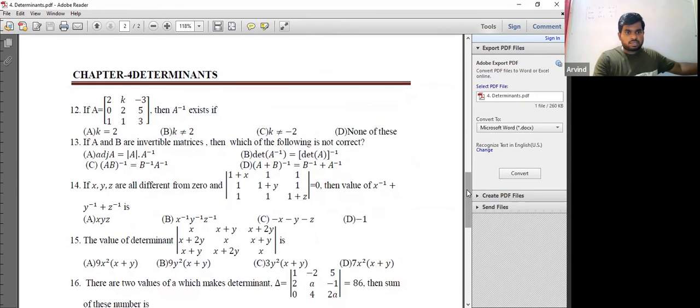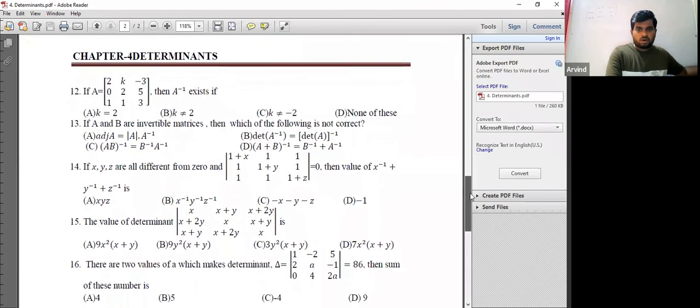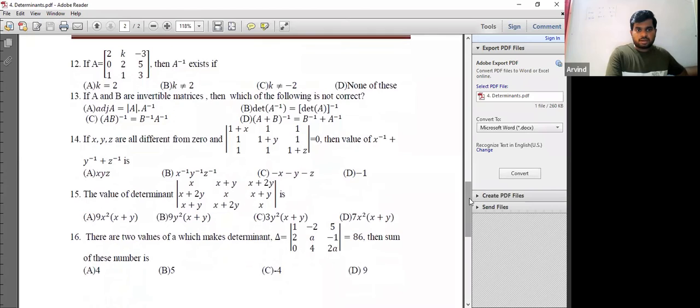So k is equal to 2. k is not equal to 2. k is not equal to -2. So you can just try it out later. You know how to find the value of k. So let's go to the 13th one.